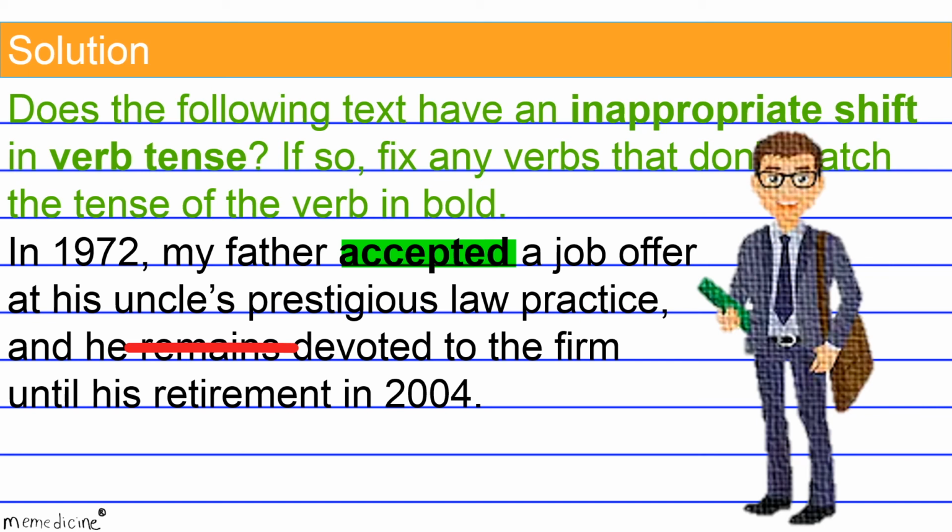Change remains to its simple, singular, third person past tense verb form to restore consistency. Here you have it. We've changed remains to remained, its simple, singular, third person past tense verb form. We have restored consistency, and this new verb form is now correct.